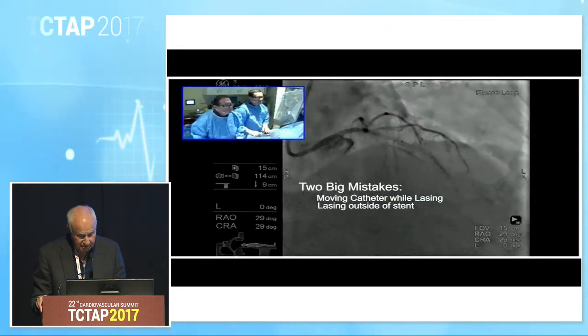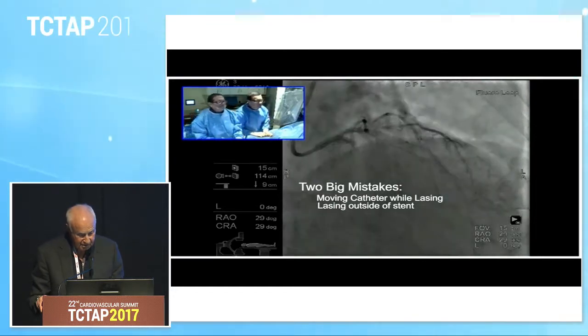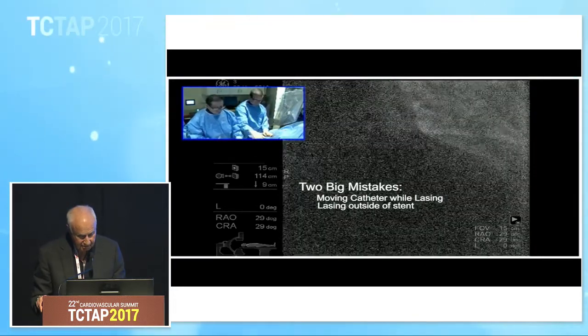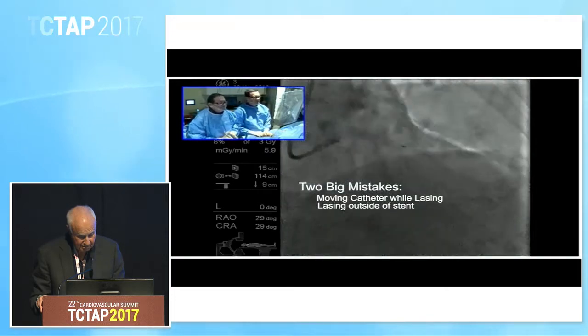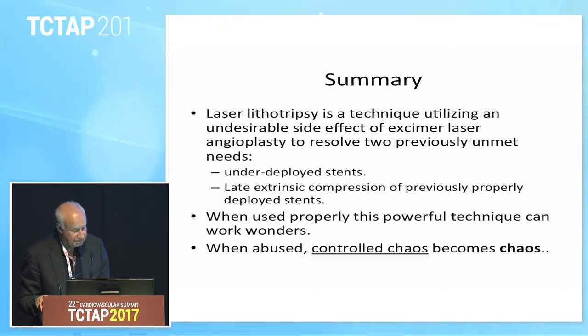So they take a picture afterwards, and now there's no flow down the LAD. And we'll go to the next slide. So in summary, laser lithotripsy is a technique using an undesirable side effect of excimer laser angioplasty to resolve 2 previously unmet needs. When used properly, it's a powerful technique that can work wonders. When abused, it takes controlled chaos and becomes chaos. Thank you very much.